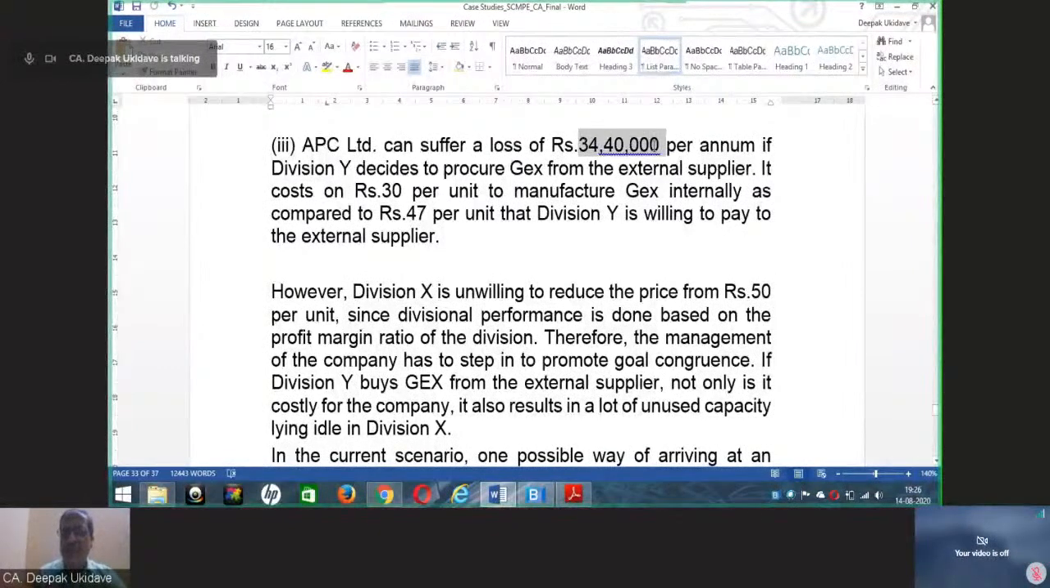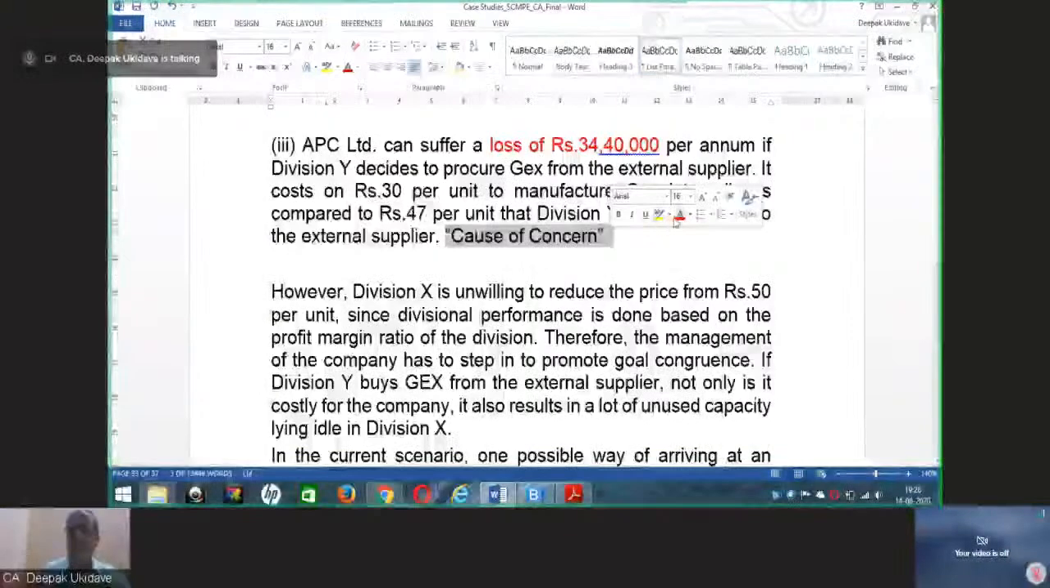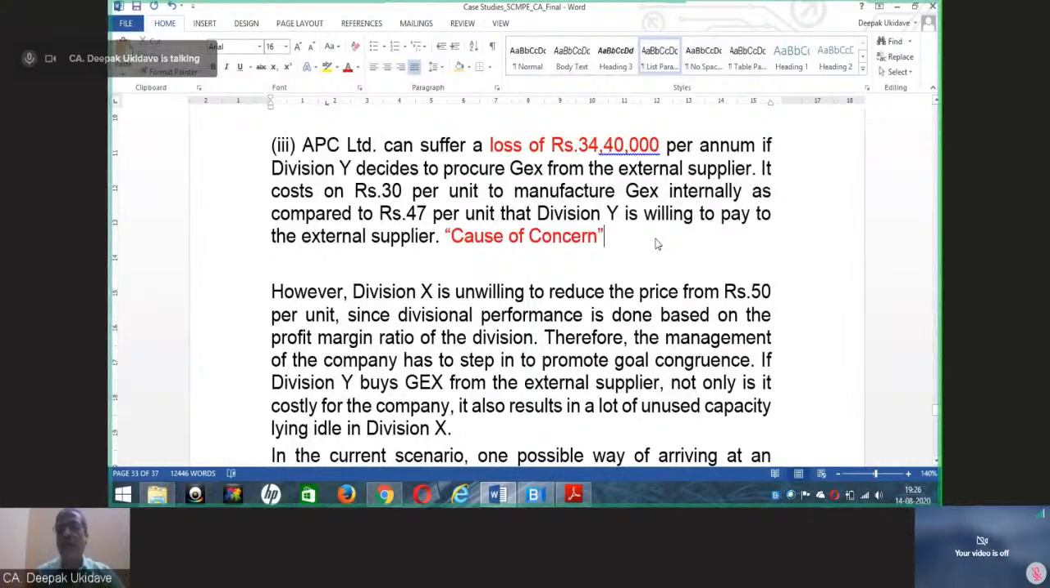So it is a cause of concern. Now 34,40,000 loss is a cause of concern. I am highlighting this. This word you must mention, because top management is worried. Cause of concern, in inverted commas. This word is very important. Company's profitability on a per annum basis reduces by 34,40,000 is a cause of concern, and therefore all the more intervention by top management is required.